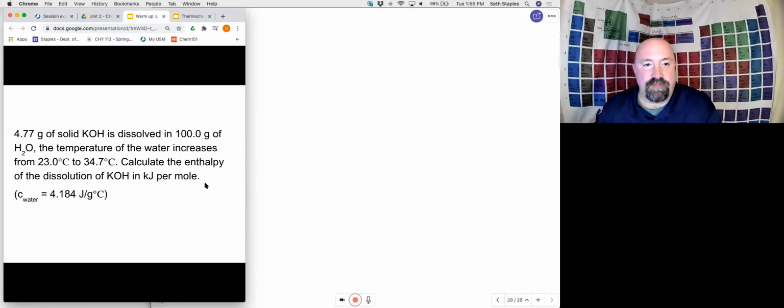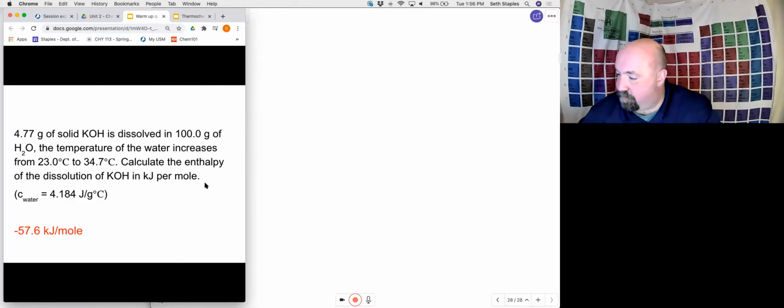Our last question is a calorimetry problem. Here you want to calculate the enthalpy of dissolution of KOH in units of kilojoules per mole. So again, recognize here that we're using our first law of thermodynamics, the law of conservation of energy. Using that information, see what you can come up with. I hope that you got negative 57.6 kilojoules per mole.